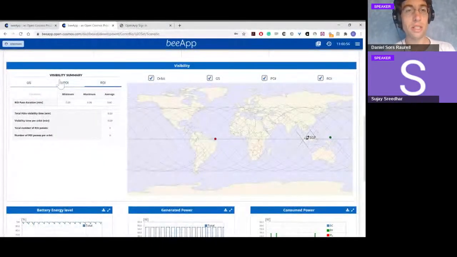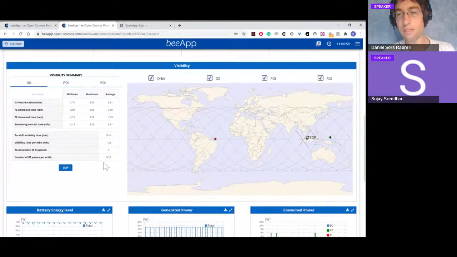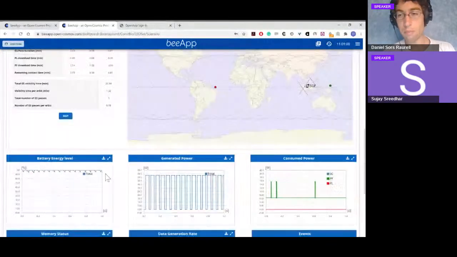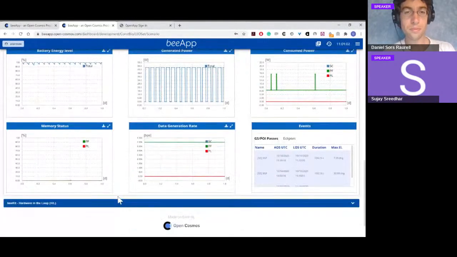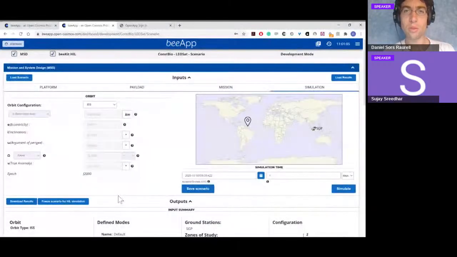Also, in terms of the points of interest, regions of interest, I haven't defined any, but you can play around with all this. So I hope that this is clear and that you managed to launch some simulations. Everything is well described in the worksheet. So if you have a look at the worksheet, you will see that all the information is there. Perfect. So let's go back to the slides.